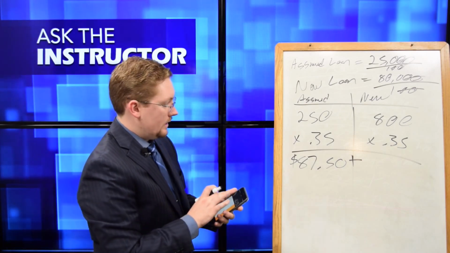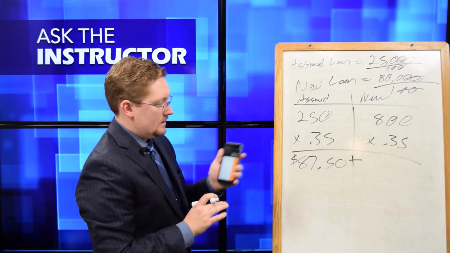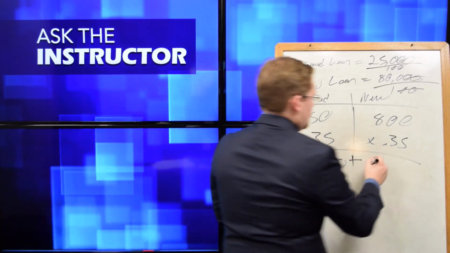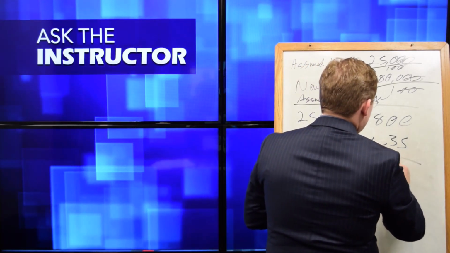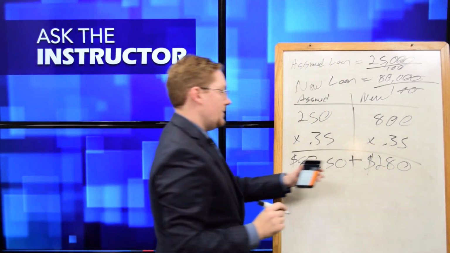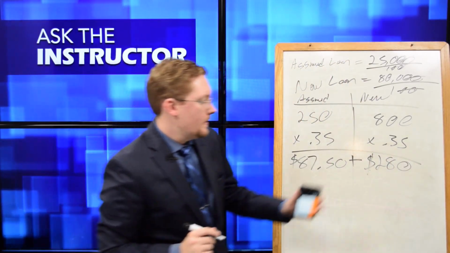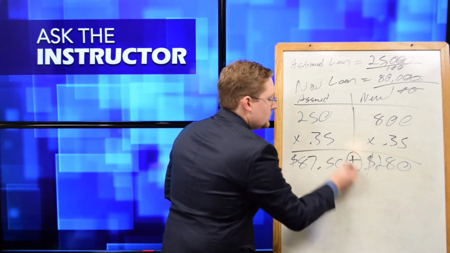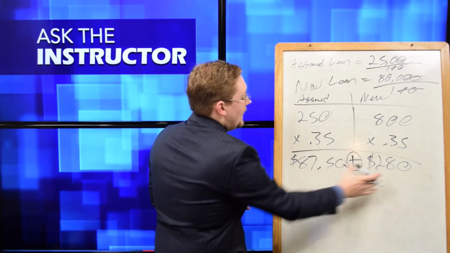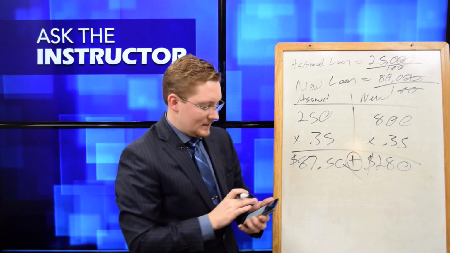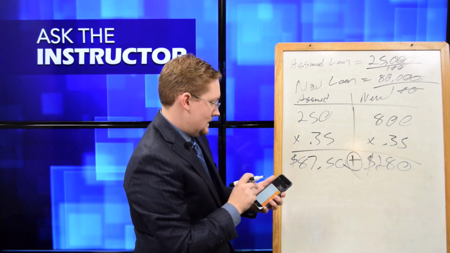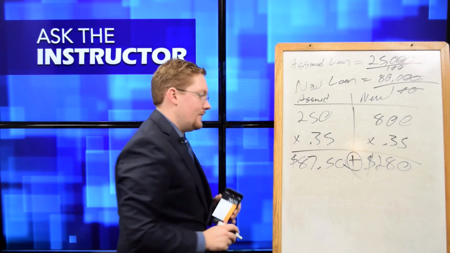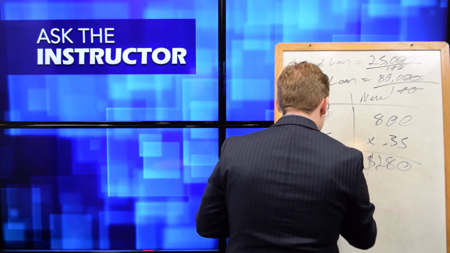For our new mortgage, we're going to do the 800 stamps that we need times 35 cents, and that gives us $280. So we have $87.50 for our assumed loan, $280 for our new loan, and now what we have to do finally is just add the two of these together here. We're combining the two of these to find the total tax, so that's $280 plus $87.50, and that's going to be $367.50.